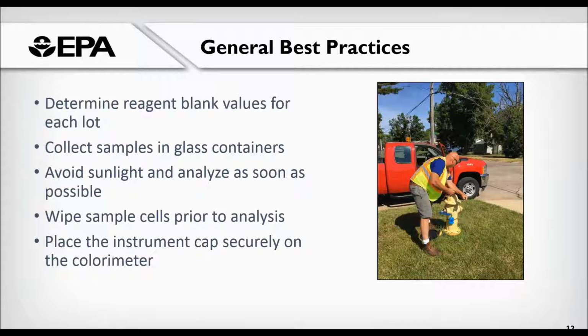And as I mentioned with condensation, this is something we see quite a bit, especially in the summer. When it's a warm, humid day and you're collecting a cool sample, you will quickly get condensation on the outside of the sample cell, and we have seen that cause erratic results at times. So we recommend wiping off your sample cells. And also, before zeroing or reading the sample, confirm that the instrument cap is placed securely over the instrument. If the cap's not securely on, ambient light could interfere and cause inaccurate readings.